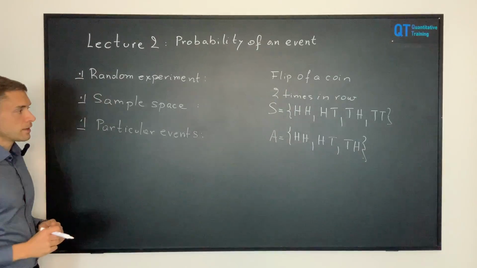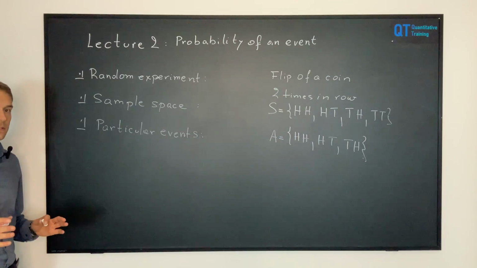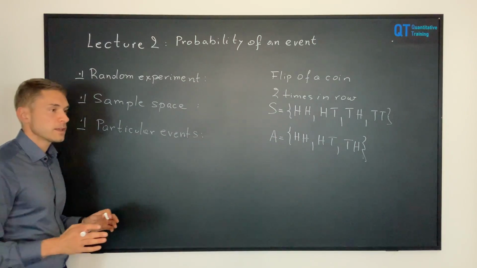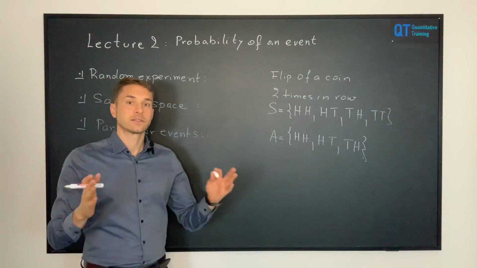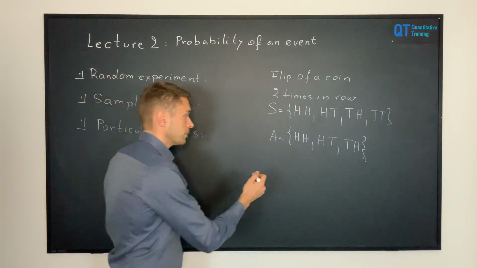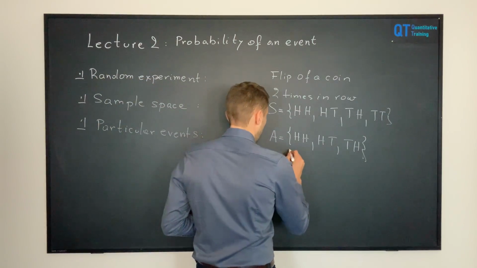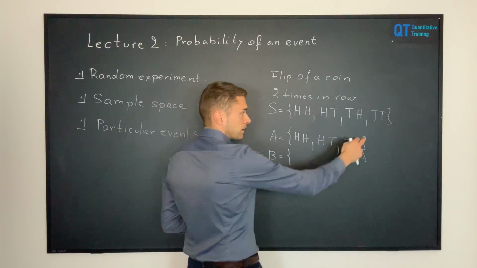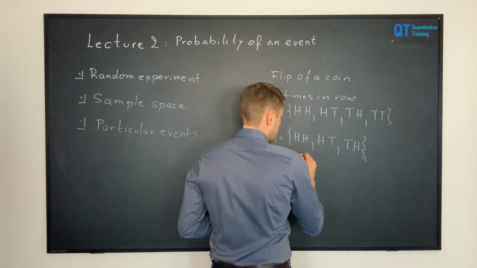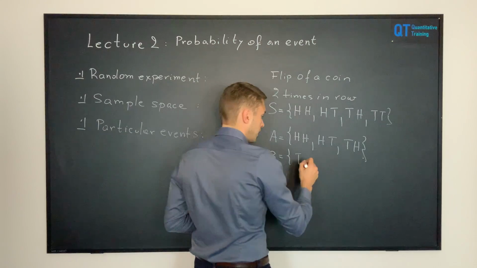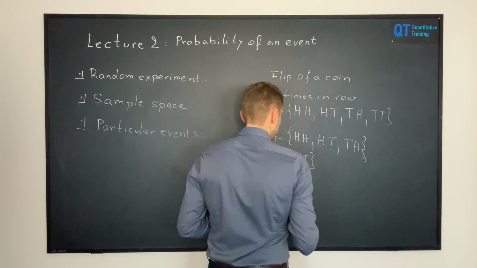The other particular event that we can look for is the one where we have 2 times tails in a row. Let's call this one B. And B has only 1 single element. It's basically this one here: tails for the first flip and tails for the second flip.